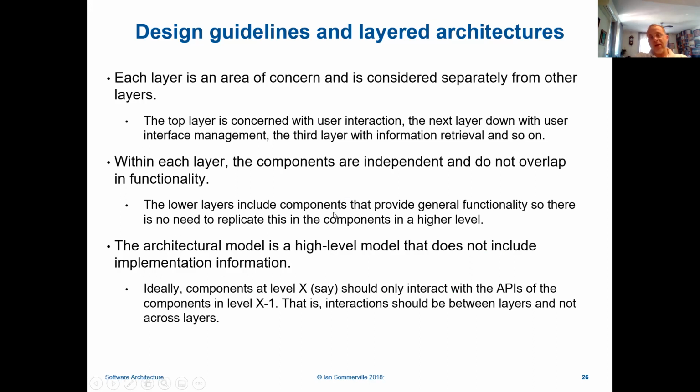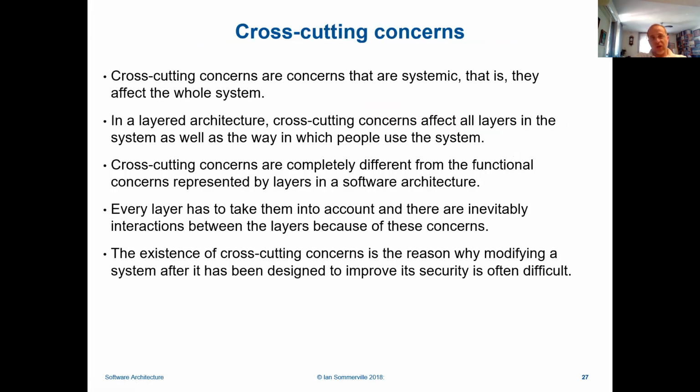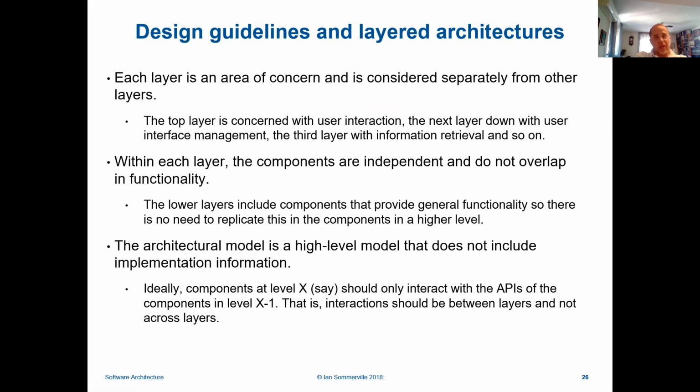Within each layer, so that's already a way to divide up your system. Say, well, is this activity more concerned with displaying information, with providing the user with information, or is it the fundamental storage of the information? Within each layer, the components are independent and do not overlap. That's the whole point of the functionality, that one is independent of the other. That I can change one and I don't have to change the other. I can change the view and keep the same data model. The lower layers include components that provide general functionality, so there is no need to replicate this in the components in the higher level.